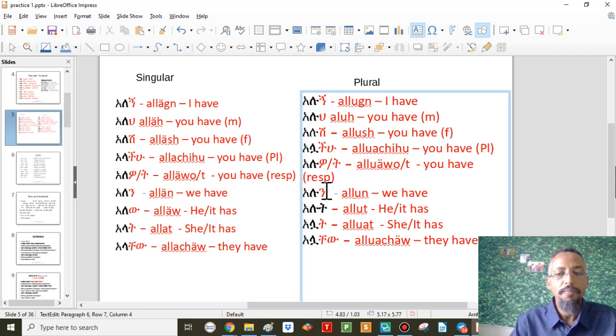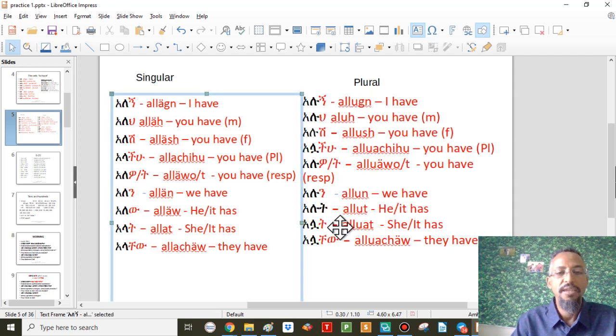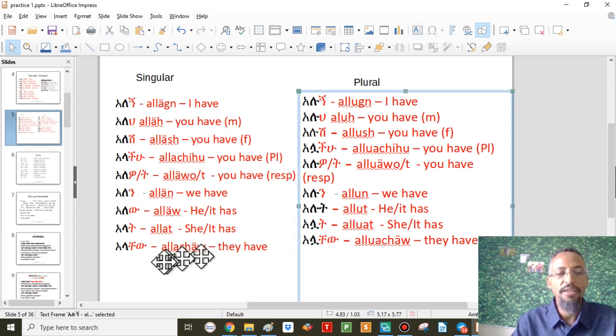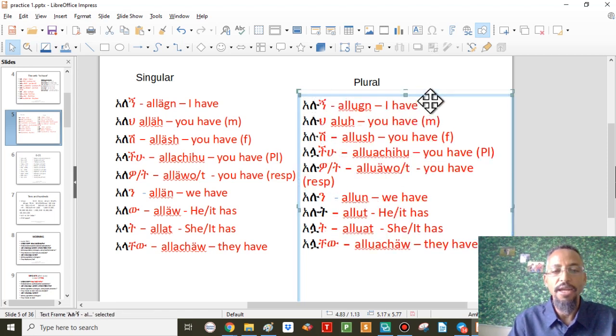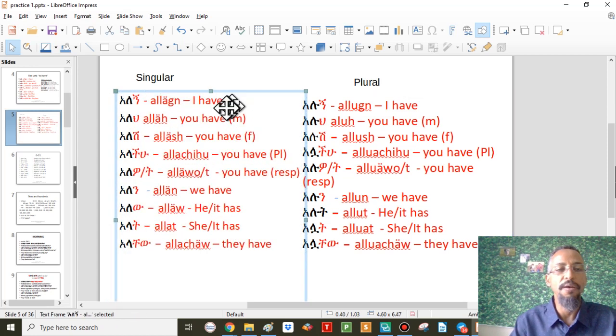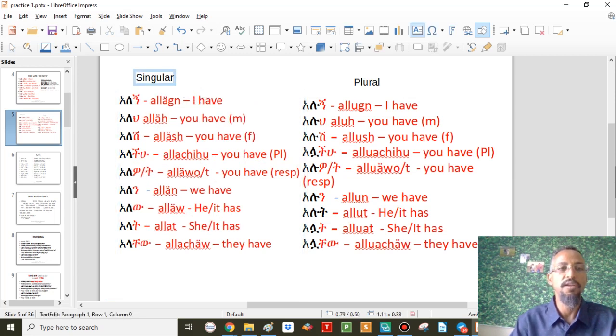Allo, alut, alat, alot, alacho. I think this is quite clear, and I should not take more time on this because you have the Amharic word here, you have the English, how to pronounce it, the transliteration, and then you have the English meaning. So here I have, like, I have one thing. Okay, let me just put it here.